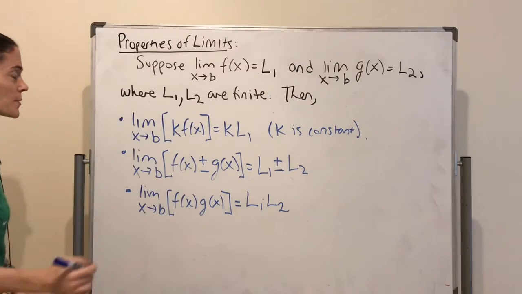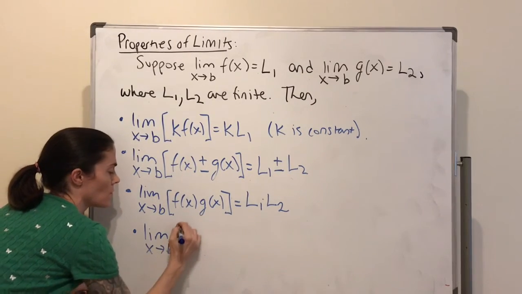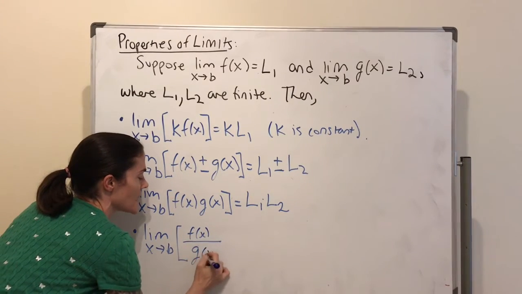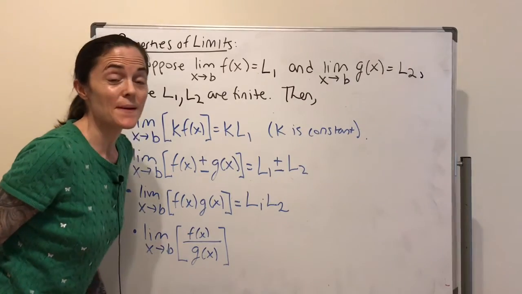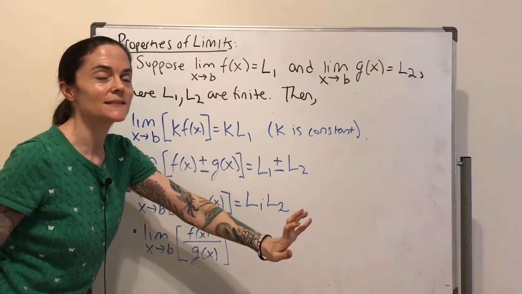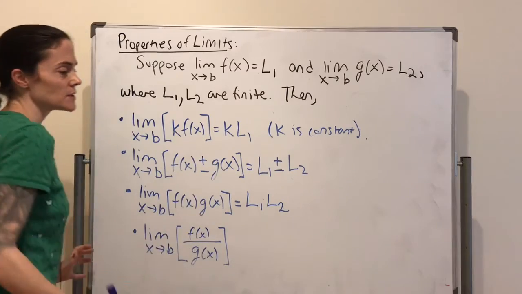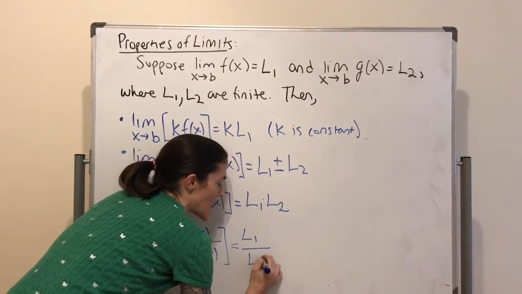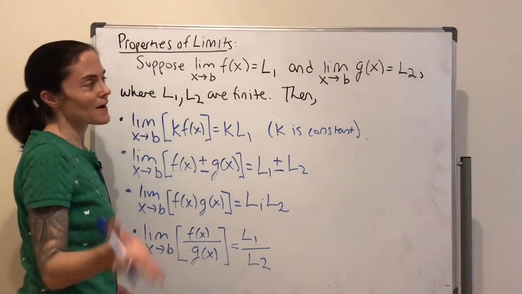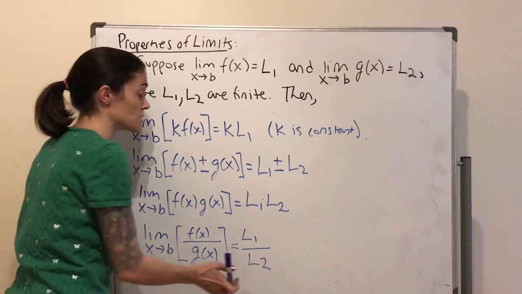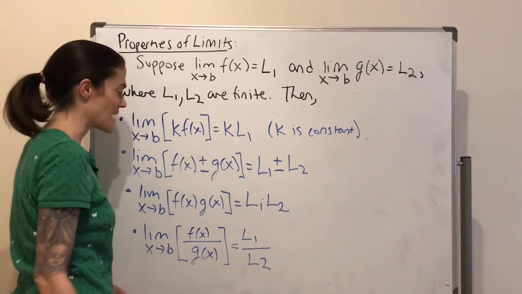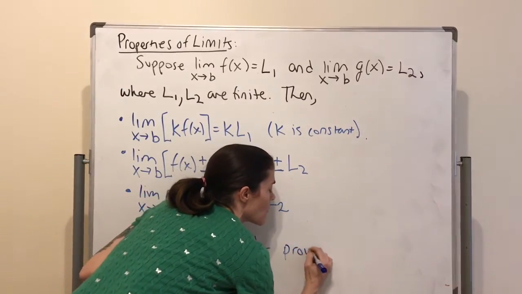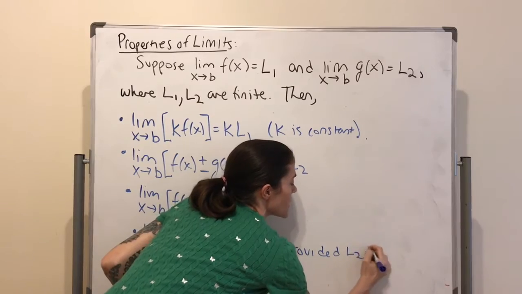And the final property that I will mention for now, we take f of x divided by g of x. Well, this limit, we would just take L1 divided by L2, provided that L2 is not 0, because, well, different things happen. Well, we know we can't divide by 0, but also I will do some examples that address when we have 0 in the denominator. So this was L1 divided by L2, provided L2 is not equal to 0.